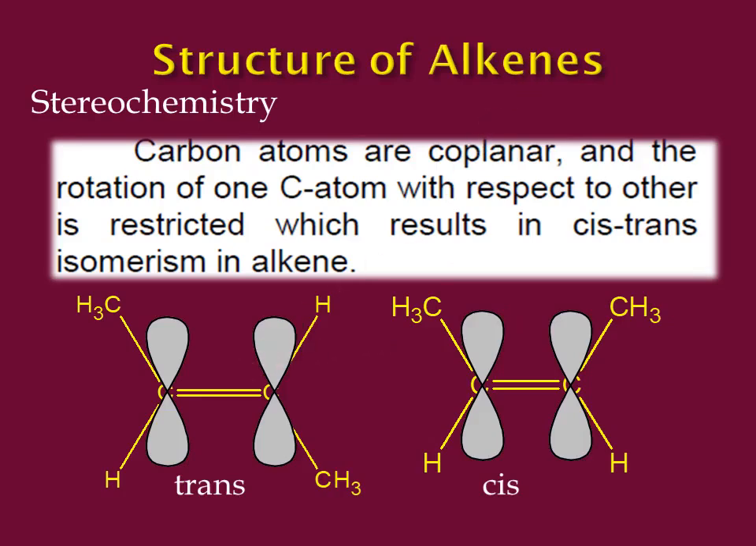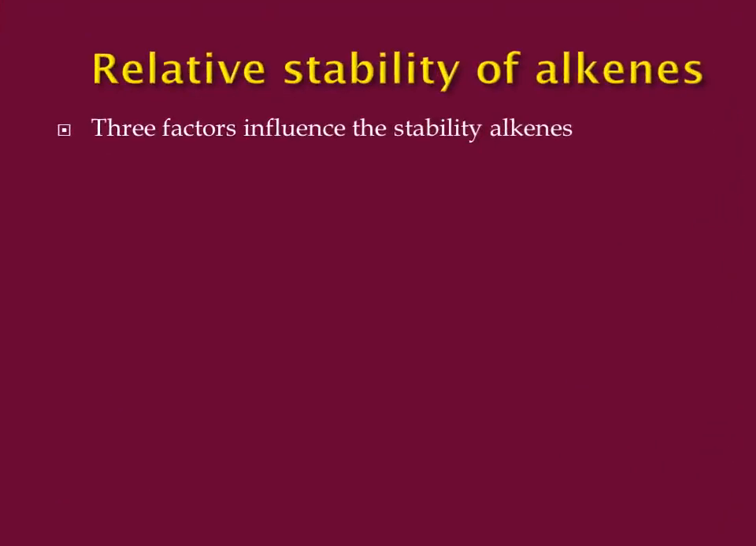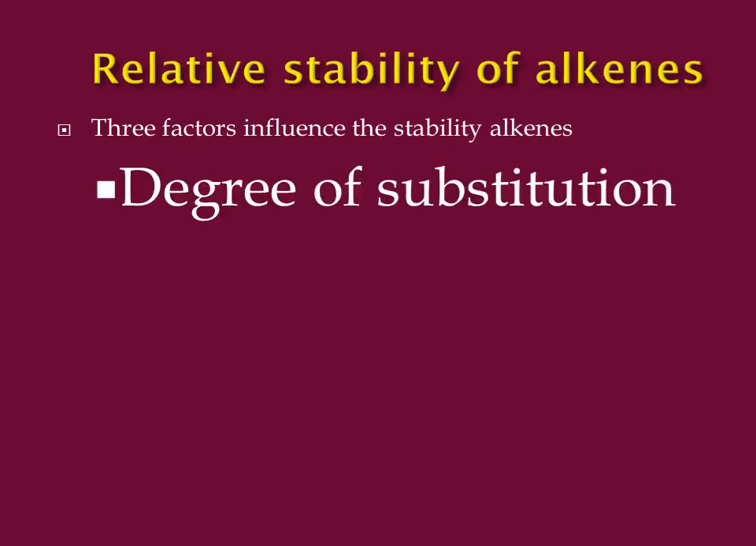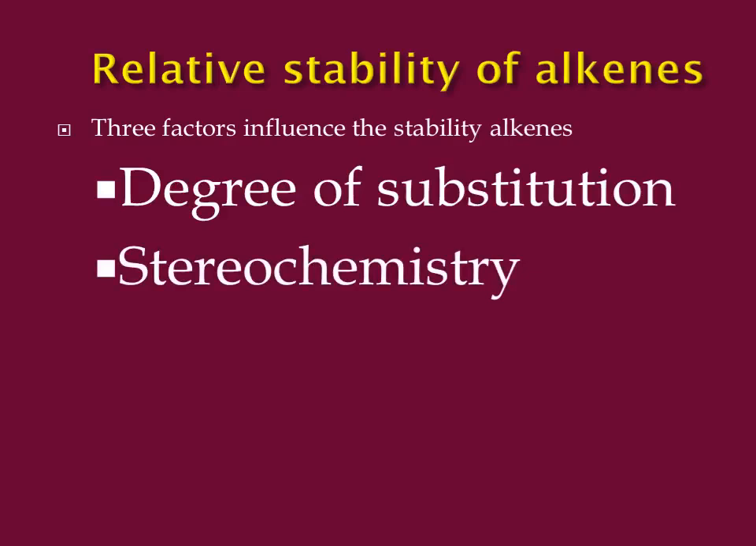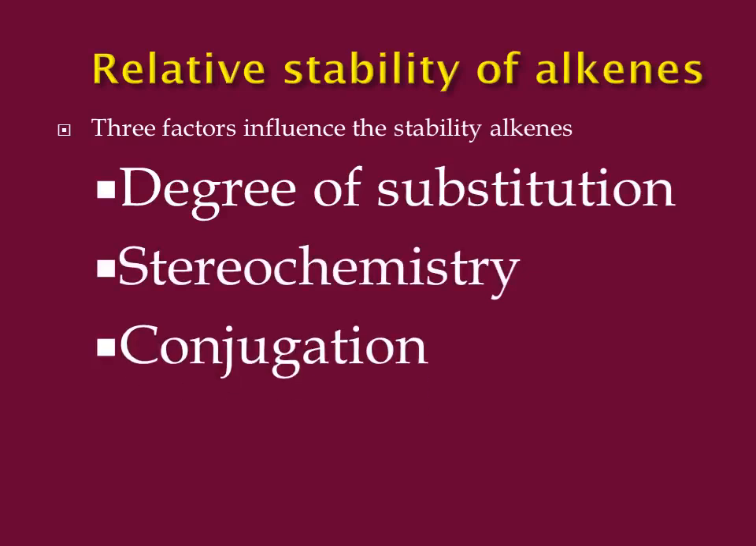The next topic of today's lecture is the relative stability of alkenes, and there are three factors which influence the stability of alkenes, which are the degree of substitution, stereochemistry and conjugation. Now let us discuss each of them in detail.